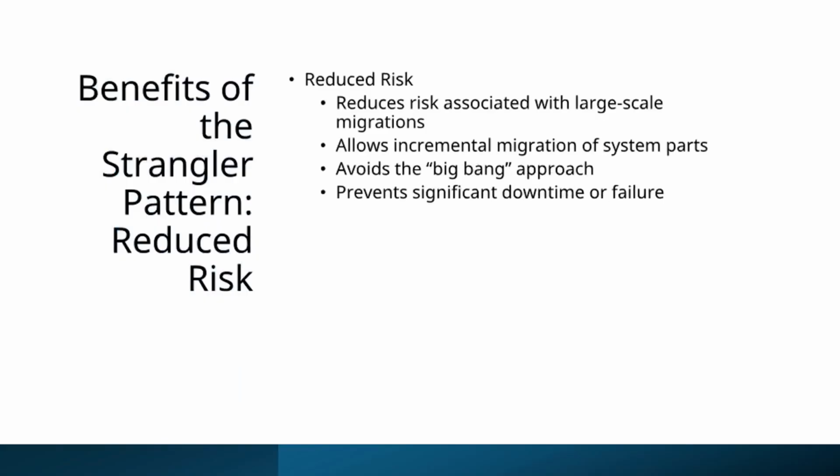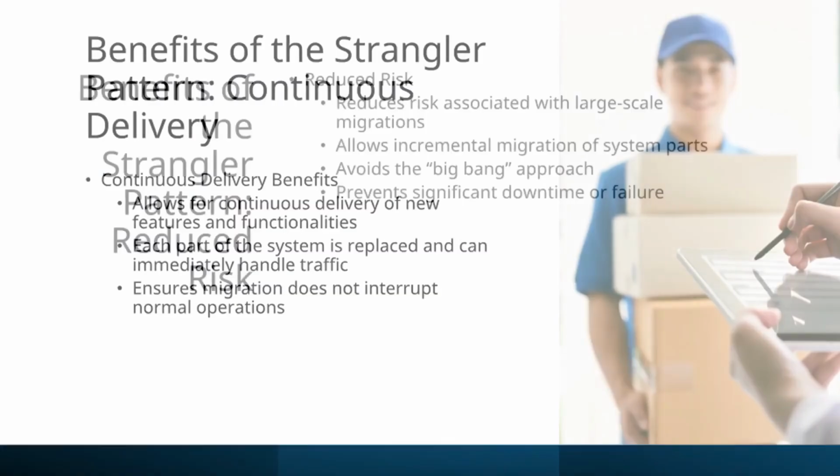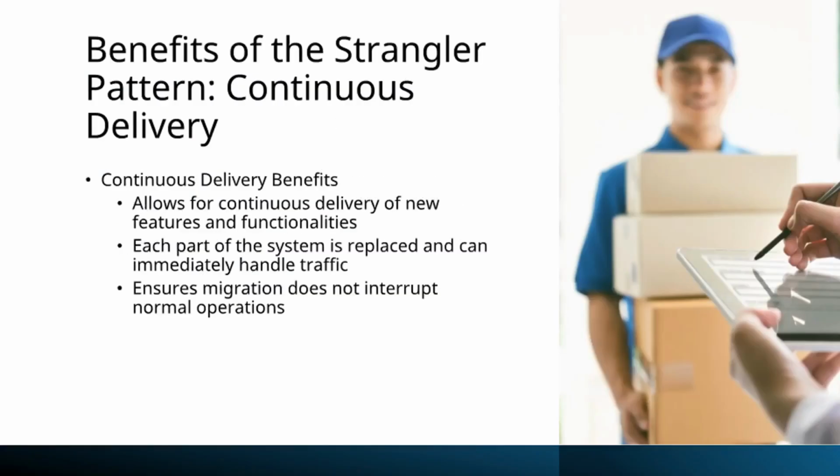The Strangler Pattern offers reduced risk by allowing incremental migration of system parts. This avoids the big bang approach, preventing significant downtime or failure. The Strangler Pattern supports continuous delivery by allowing new features to be added without disrupting normal operations. Each part of the system can be replaced and immediately handle traffic.